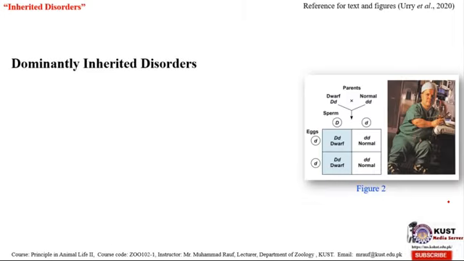Now, dominantly inherited disorders. Dominantly inherited disorders are those disorders which are caused by a dominant allele. A dominant allele is one which can express itself in heterozygous form. So although many harmful alleles are recessive, a number of human disorders are due to dominant alleles. One example is achondroplasia.